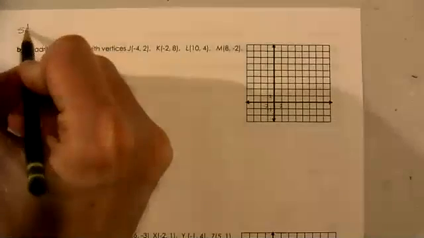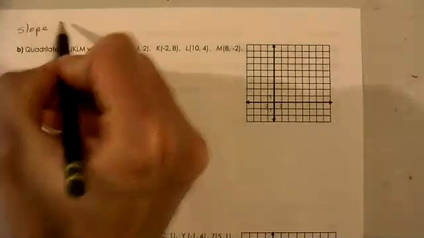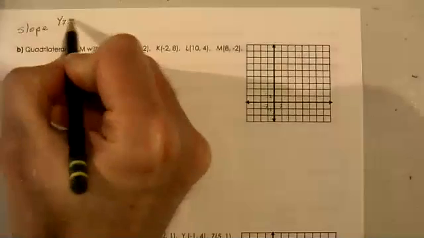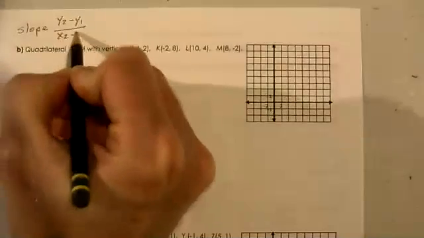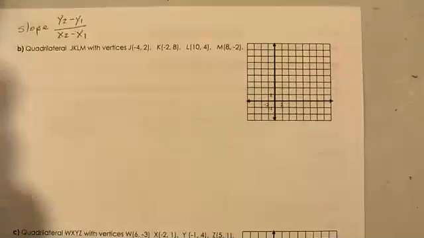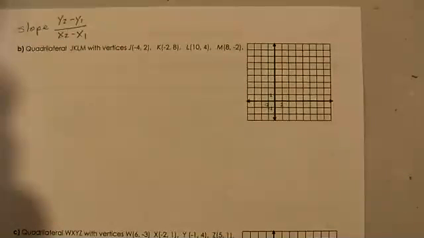So starting our second page, we have a slope formula, which is y2 minus y1 over x2 minus x1. It's always the rise over the run. The rise is the y-axis, up and down. Running is right to left. That's the x-axis.